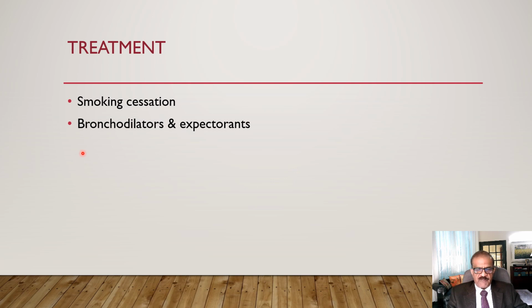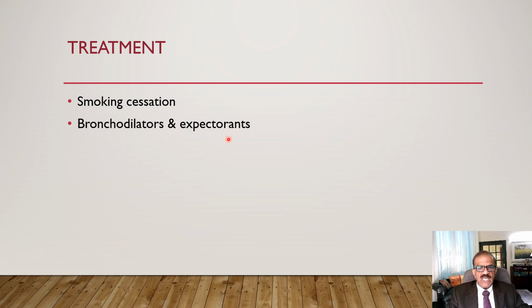Bronchodilators and expectorants. Although COPD, chronic obstructive pulmonary disease, is predominantly irreversible airway obstruction, we do have some component which is reversible. So we give bronchodilators exactly the way we give to a patient with asthma, and we can give them through inhalers, through nebulizers, or in the form of tablets. All bronchodilators, beta 2 agonists, theophyllines, are given.